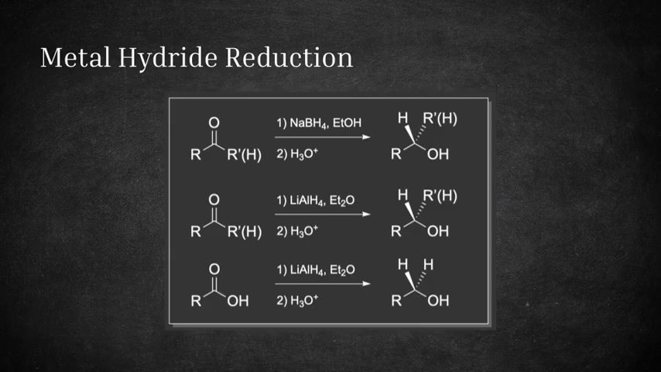However, LiAlH4 is a much stronger reducing agent and can reduce carboxylic acids to primary alcohols, while NaBH4, being a milder reducing agent, is not effective for these reductions and is typically only used for aldehydes and ketones.